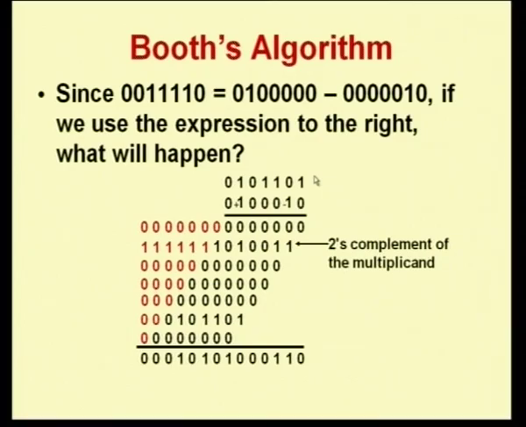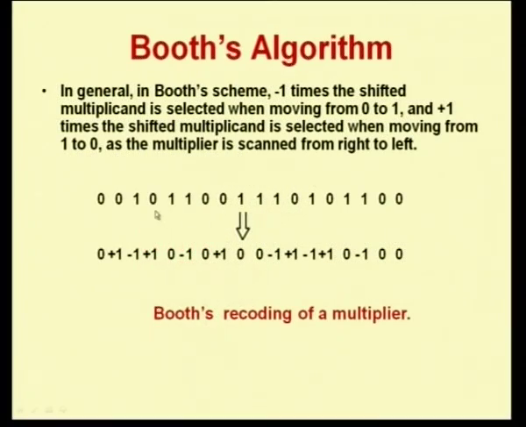Okay, so this is what we do. Look at what we get when we do this. The question therefore is, how do I convert a given number into this Booth's representation, this Booth's recoding that we talk about? Okay, so what we do here is, if I have a series of numbers, you keep coming from the right.